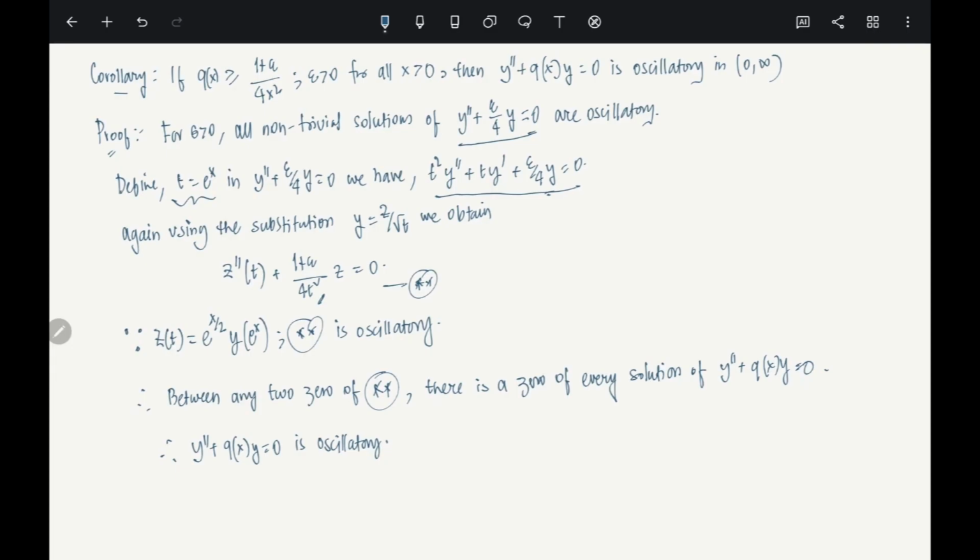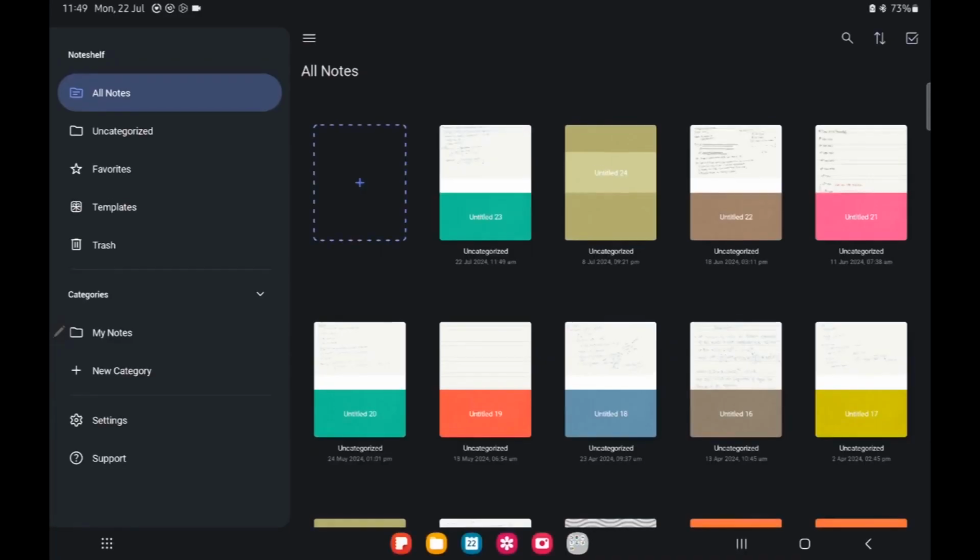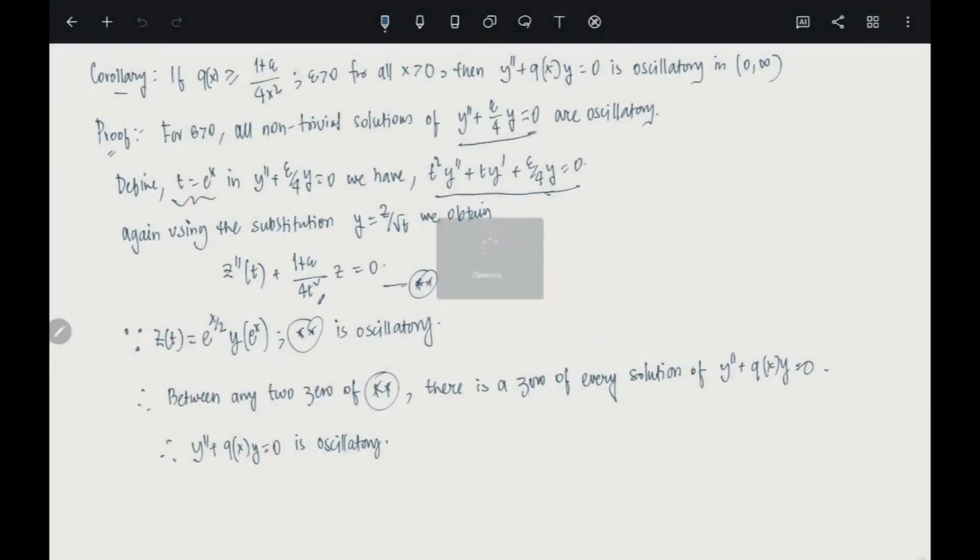You see, this is the change of variable. If you did your Cauchy-Euler equations, you know that this change of variable actually converts this equation to that equation, the e to the minus x change of variable. Okay, so basically we are doing this in an inverse manner. If we take t equals to e power x, then we can change this thing to t square y double prime plus t y prime plus epsilon by 4 y. So this change of variable is coming from the Cauchy-Euler form.